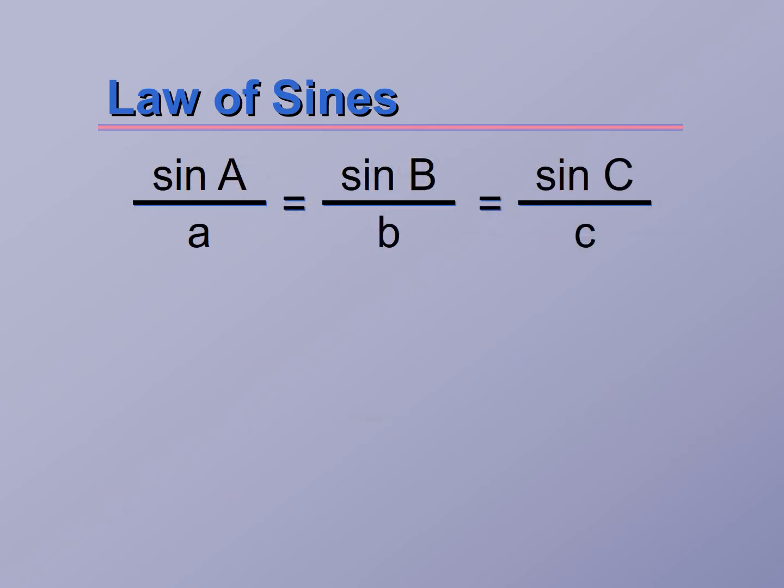So again, this is our law of sines. And remember, you have to have at least one known ratio and then one part of the unknown ratio.